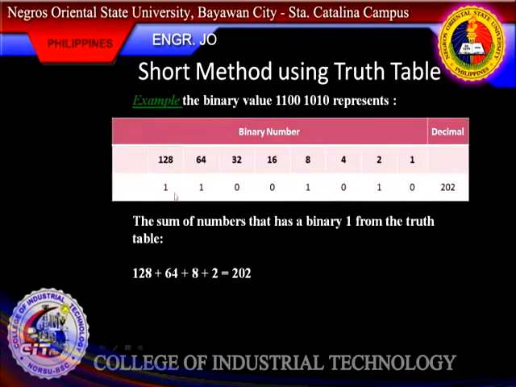All numbers in the positions having a 1 are added. Do not add those having a zero value. So what we need to add is 128 plus 64 plus 8 plus 2, because there is a 1. 128 plus 64 is equal to 192, plus 8 is equal to 200, plus 2 is 202. So the decimal equivalent is 202. That is the equivalent also for the short method.